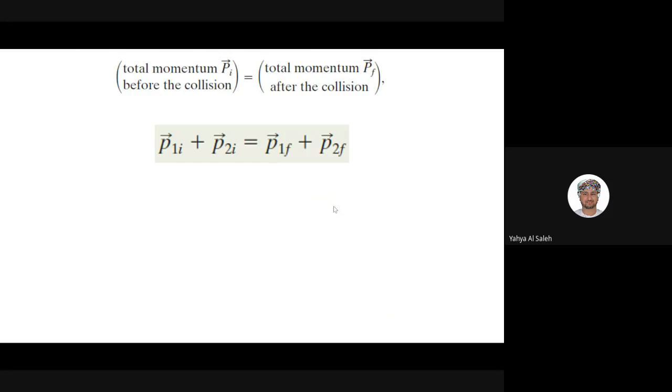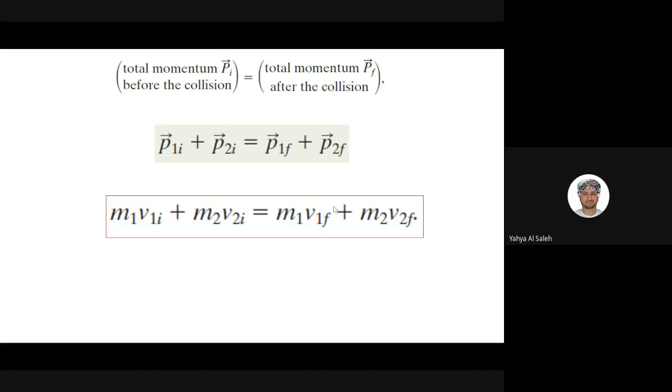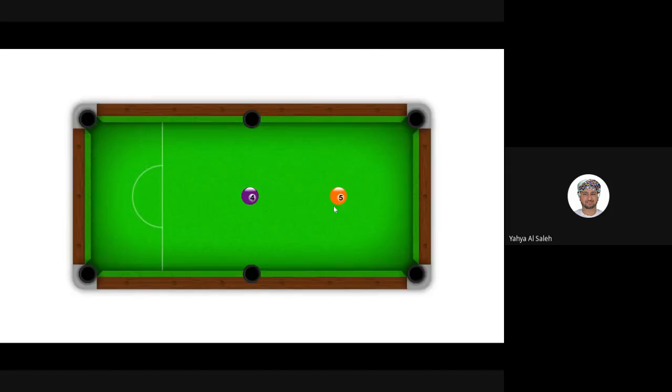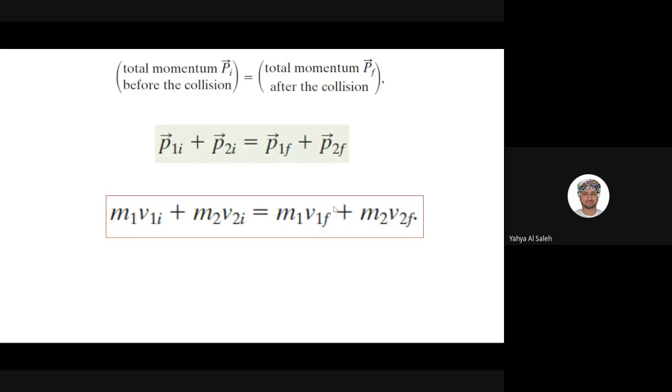Okay, so P1 plus P2 before equals P1 plus P2 after, which means m1 v1 plus m2 v2 equals m1 v1 plus m2 v2. Do you agree with this so far?